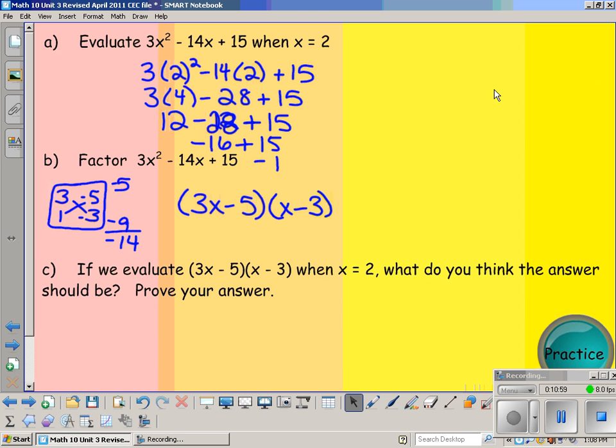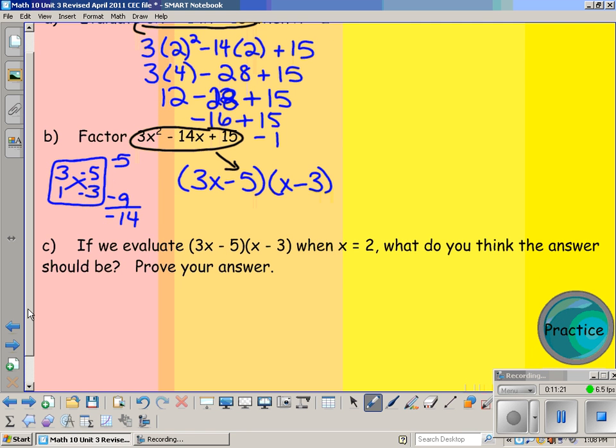Now, if we evaluated 3x minus 5 and x minus 3 when x equals 2, what do you think the answer should be? Hopefully you say negative 1. We've used the same polynomial. We're just writing the polynomial in a different way. We're writing it as a product of factors. So we should still end up with the same value.